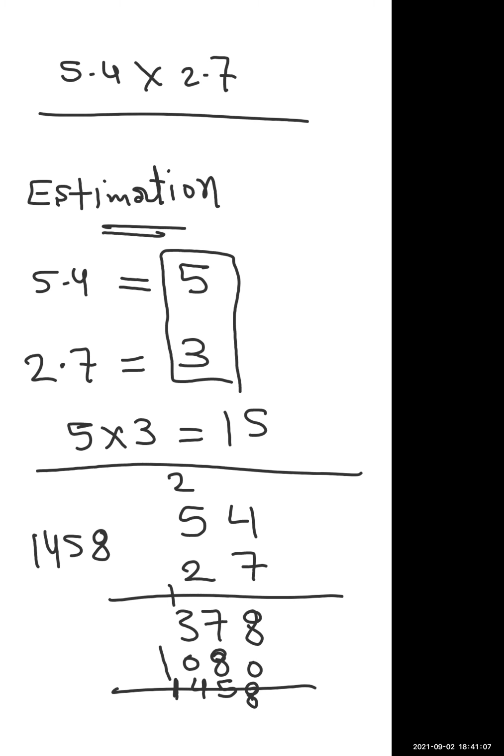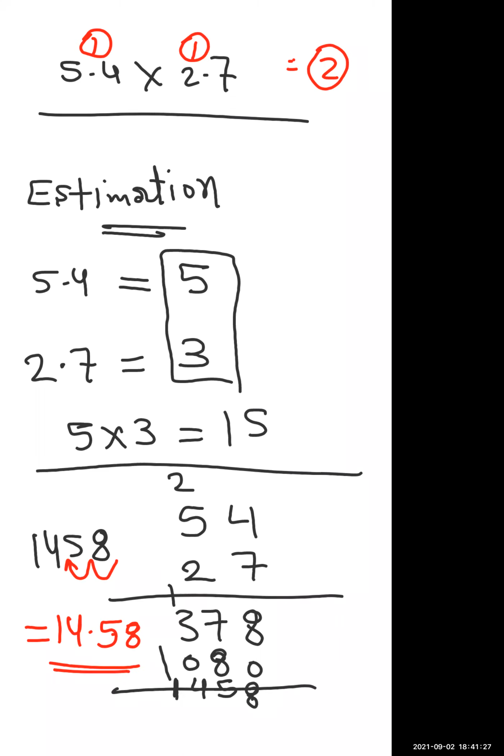Now return back to the decimal places. 1 decimal place, 1 decimal place. So there are 2 decimal places. So place the decimal point here. So my answer will equal 14.58. So it's very near, very close to 15, correct? Yes, Mr. So the estimation is correct, or the estimation is accepted, right? Right.